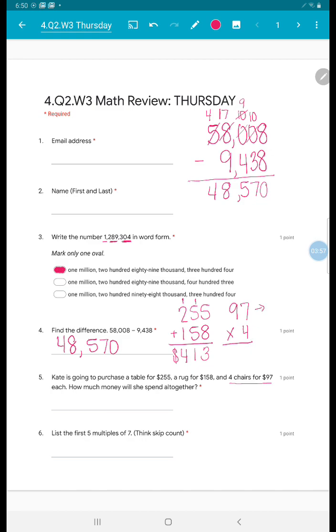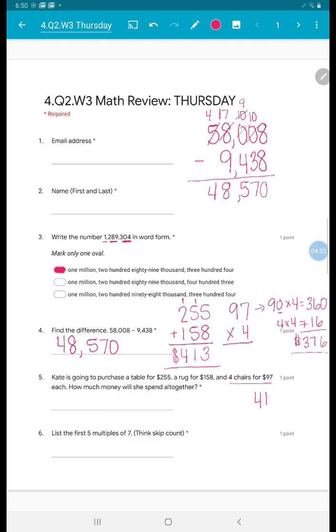So I know that I can do 90 times 4, and 9 times 4 is 36, and then we add our 0 at the end. 4 times 4 is 16, so if I add those two together, I get $376 for the chairs. So now I need to add together the amount she spent on the table and rug and the amount she spent on the chairs.